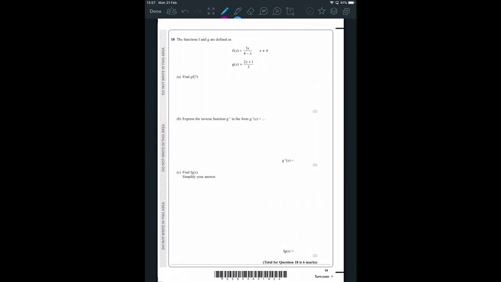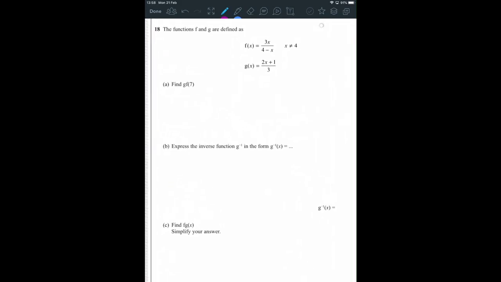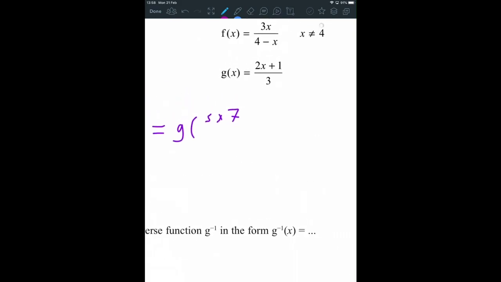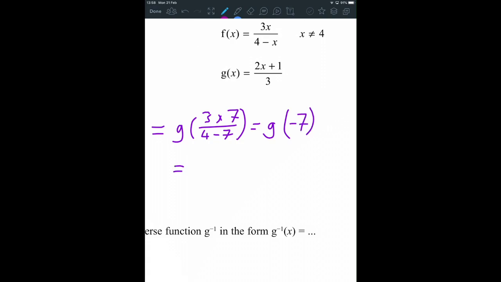18. Functions. Relatively early for a function question, question 18. Find g f of 7. So that's g of f of 7. Well, let's sub 7 into what f tells us to do, which is 3 lots of the 7 over 4 minus 7. And I could try and work that out. There's a few things that cancel nicely. I'm just going to type it all into my calculator to make sure I don't do anything silly. That comes out as negative 7.